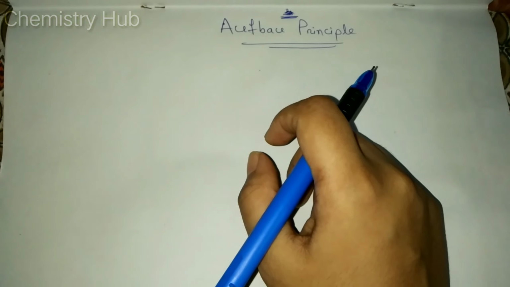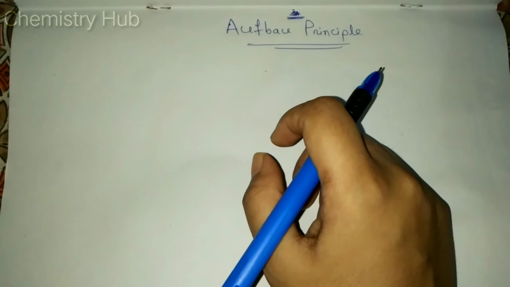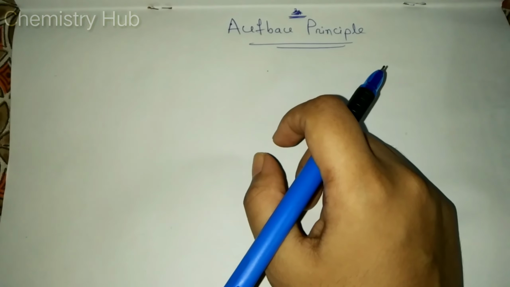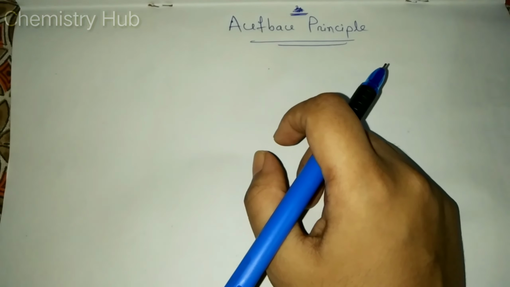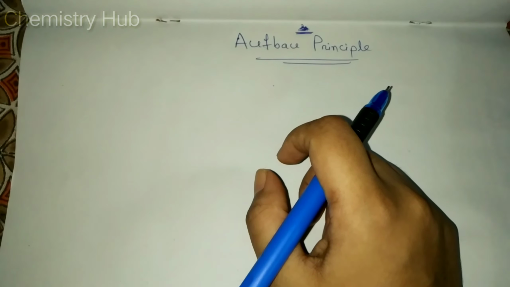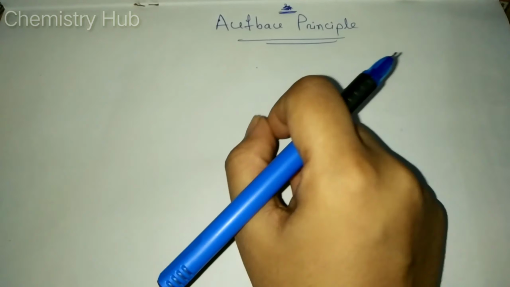So what is Aufbau principle? For doing electronic configuration, we have to understand what the Aufbau principle is. And by knowing it, one can easily put the electrons in the orbitals of the subshells, that too sequentially.